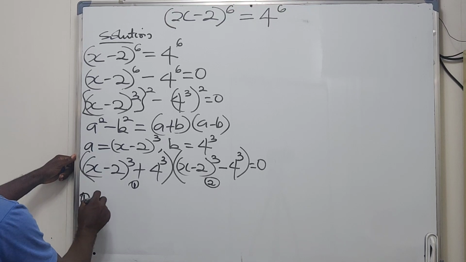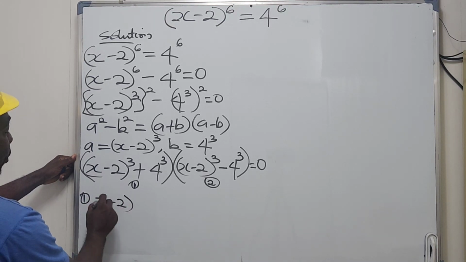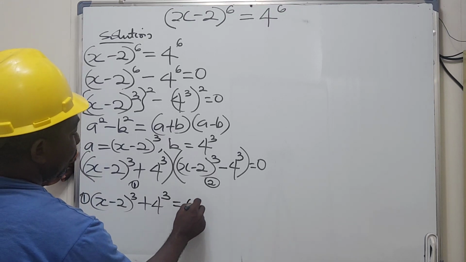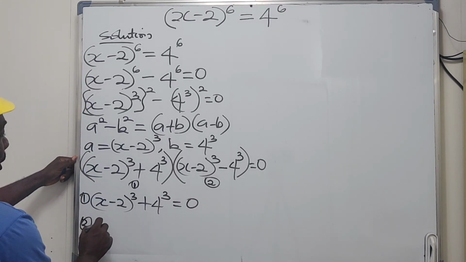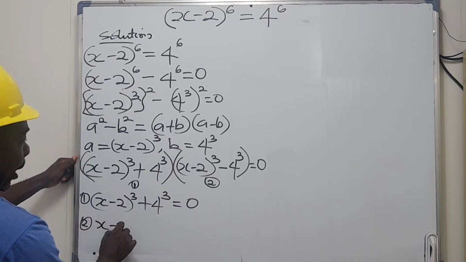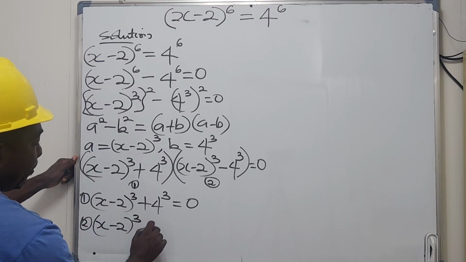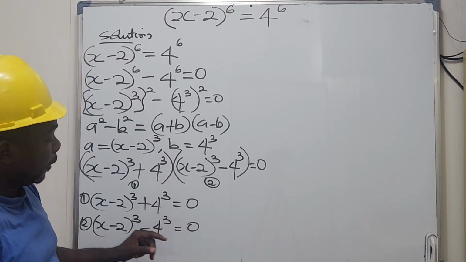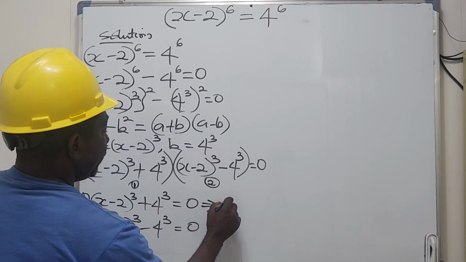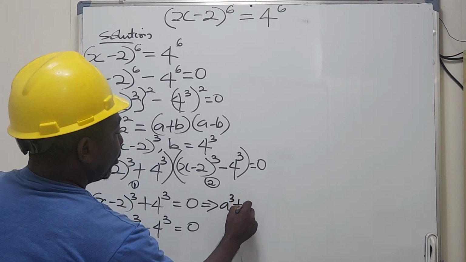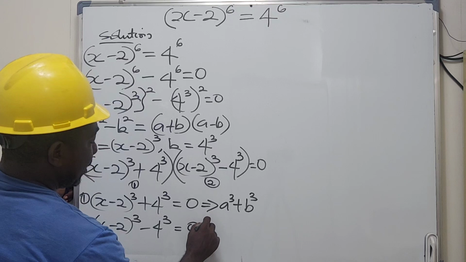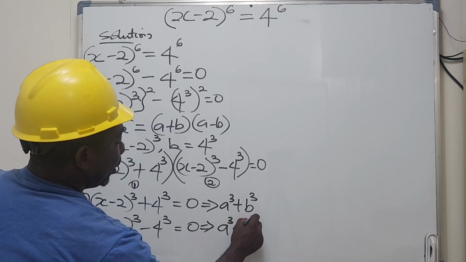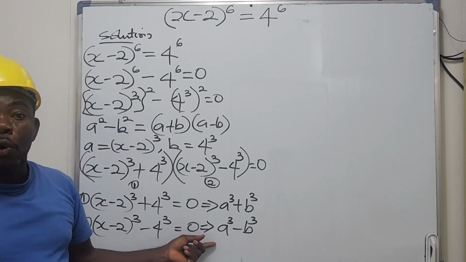So the first one equals (x minus 2) all to the power of 3 plus 4 to the power of 3 equals 0. And also the second one equals (x minus 2) to the power of 3 minus 4 to the power of 3 equals 0. So this first one is in the form a to the power of 3 plus b to the power of 3. And this second one is in the form a to the power of 3 minus b to the power of 3. So this is what we have.